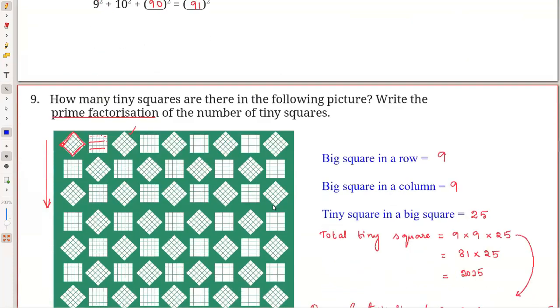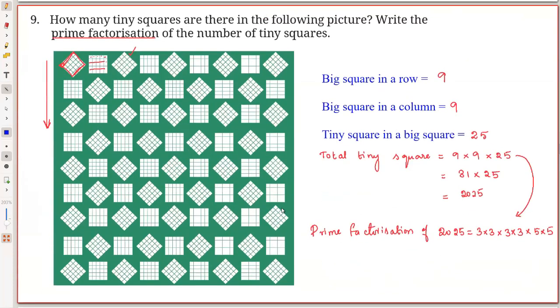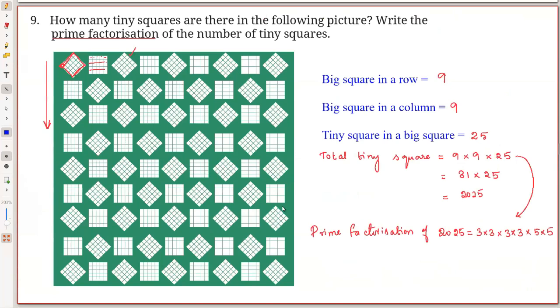Now the last question is given. How many tiny squares, small squares, are in the given big square? Write the prime factorization of the number of tiny squares. First you have to find out the big squares in a row. In a row, how many big squares? 9 squares. And big squares in a column, we have 9 squares.